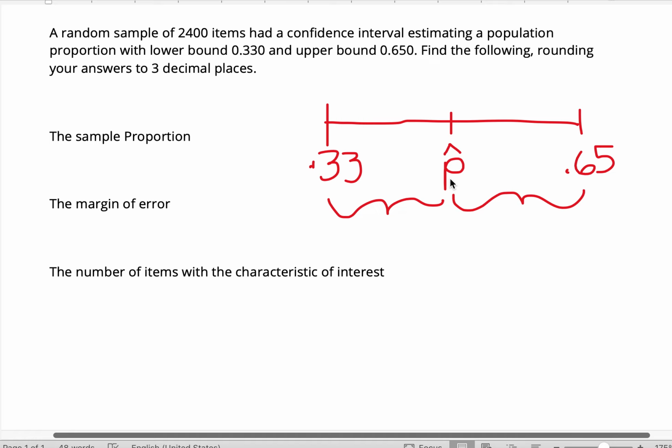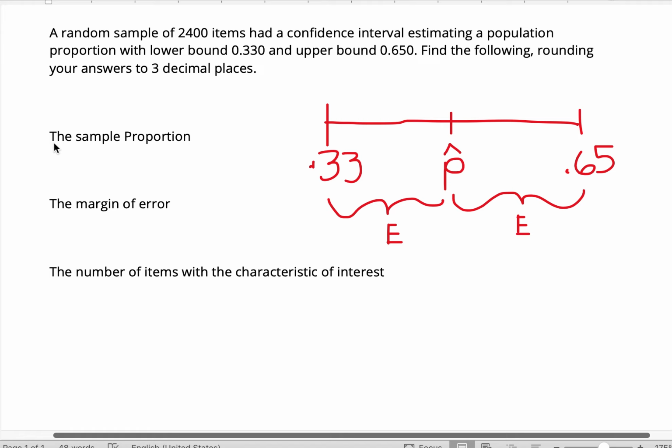In this case, we have our center, which is our sample proportion, and then I add something to get the high value. I add something to get 0.65, and then I subtract something to get 0.33, and that's our error. That's what helps us create our interval. The P hat is our guess from the sample. The error, when we add and subtract it, will give us our interval.